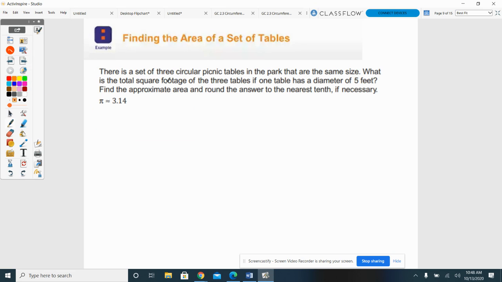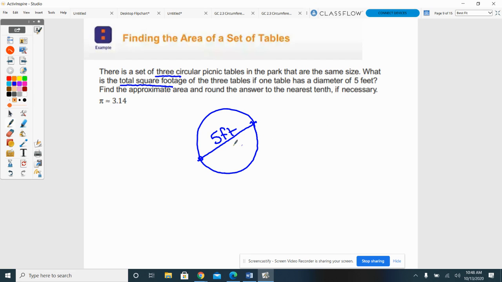This time they're talking about picnic tables, and they said there are 3 of them. They're all the same size. What will the total square footage be? We're going to have to add those up. If one table, let's go ahead and draw it, one table has a diameter, which goes all the way across, that was a really good circle, of 5 feet.